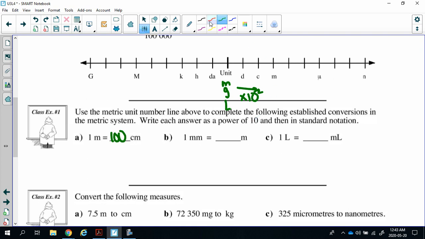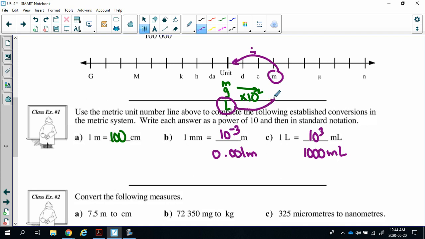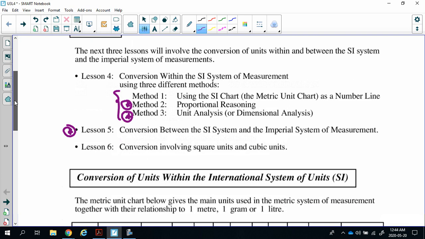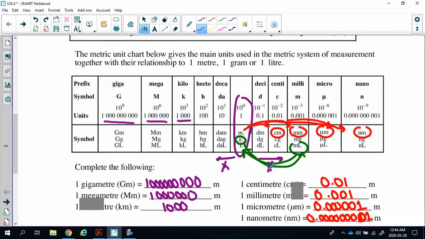Now you're going from millimeter, which is right here, to meters. So now you're going to divide, and this is going to be 10 to the negative 3, or 0.001 meter. 1 liter to milliliters is going to be 10 to the power of 3, which is 1,000 milliliters. This is your liter right here. You're going to milliliter, so again you're going to multiply by 10 to the 3. So that means that if you're going from left to right, you are multiplying, and if you're going from right to left, you are dividing.